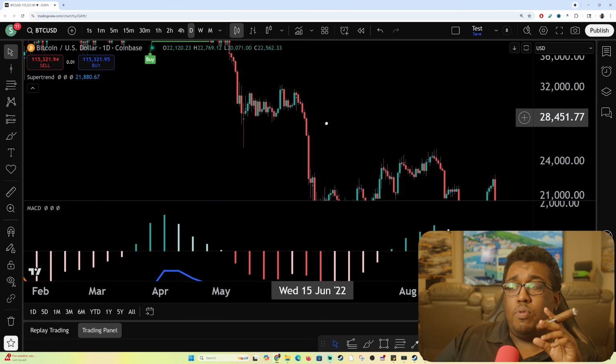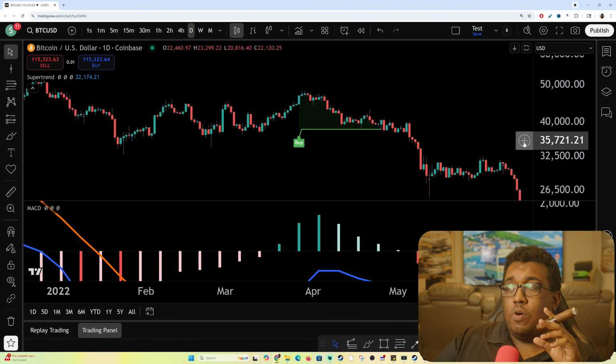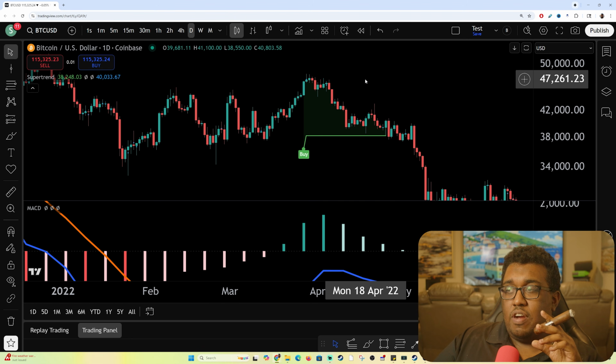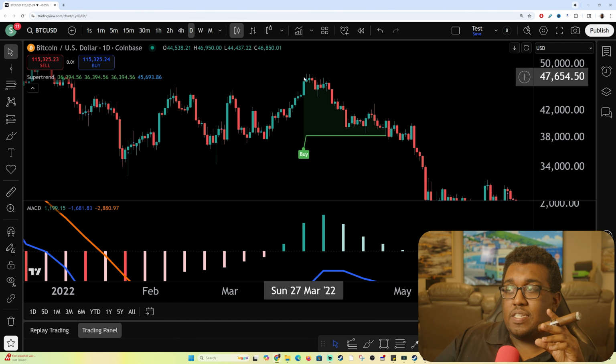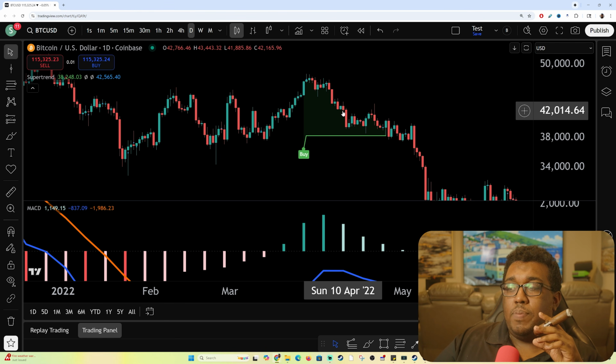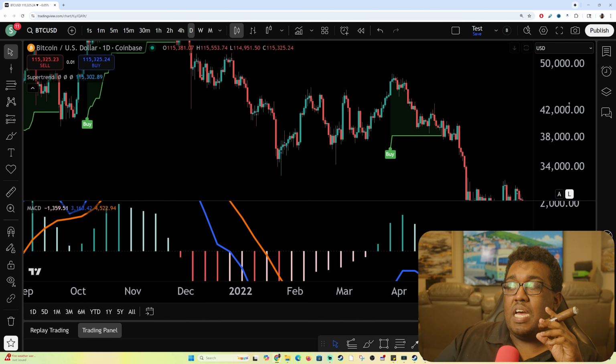Now, the only time that this actually did not work is when we had an exchange crisis back in 2022, where we saw, I think it was like 3 to 5 different cryptocurrency exchanges going kaput basically, and that really killed the momentum for Bitcoin. So I will say this is the only time it did not work.